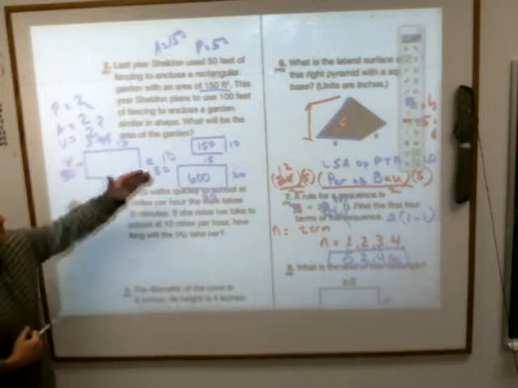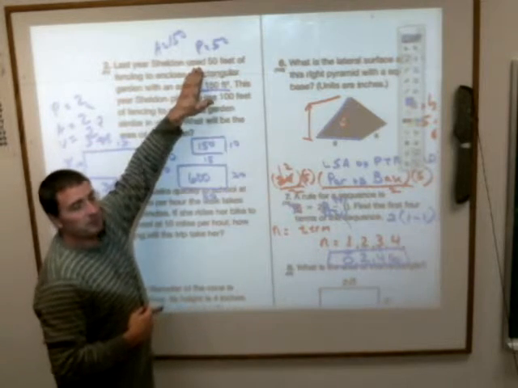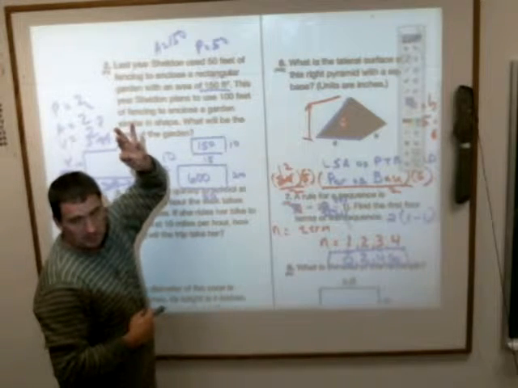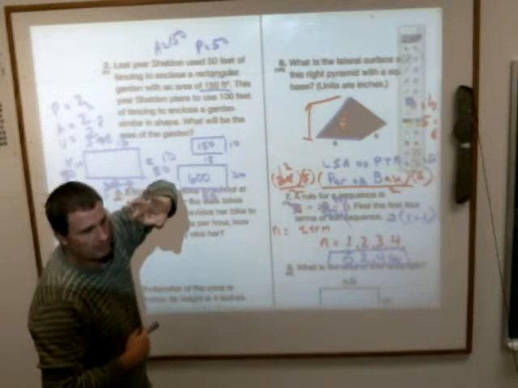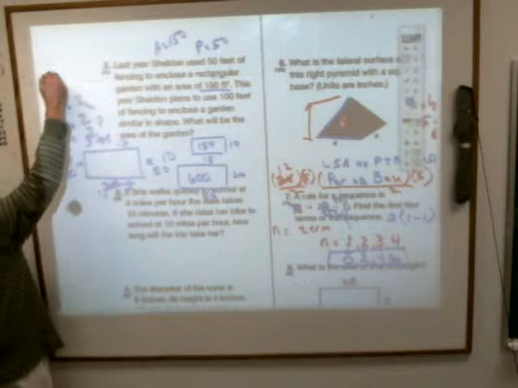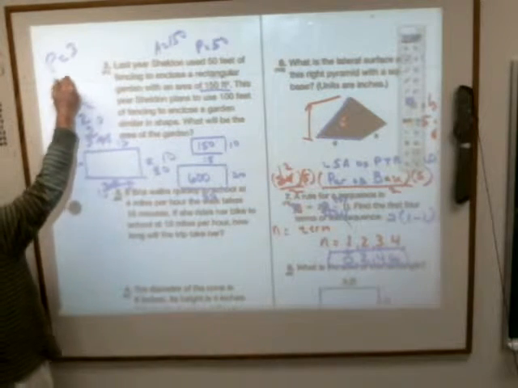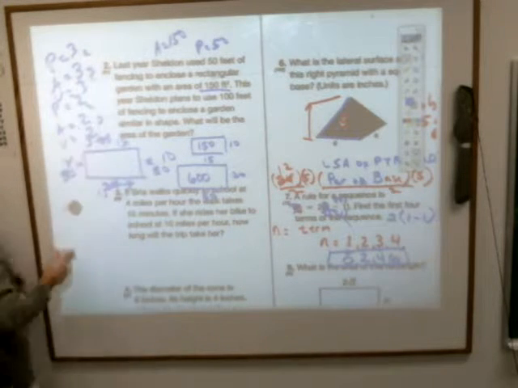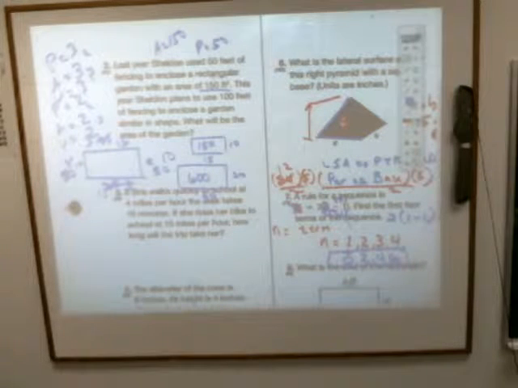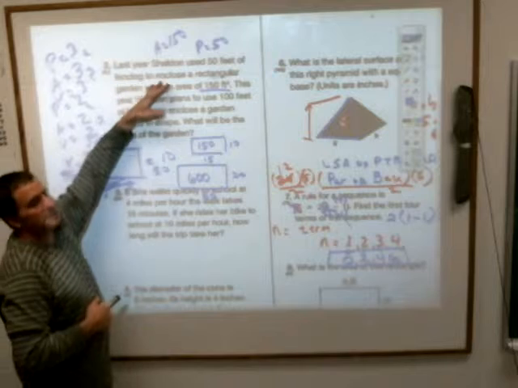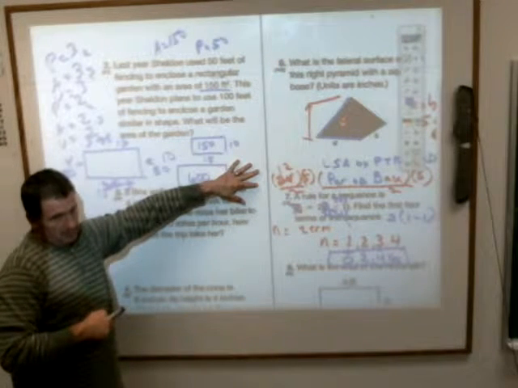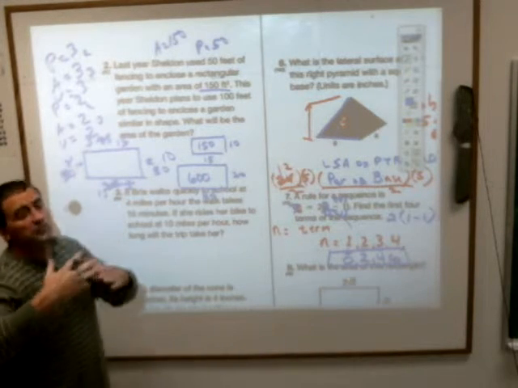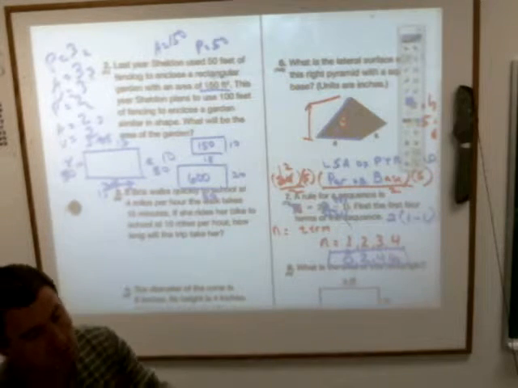So if on tomorrow's test the perimeter tripled, then its area is going to be how many times bigger? If the perimeter triples, then the area is going to be 3 squared times bigger, and the volume is going to be 3 cubed times bigger. If the perimeter was 6 times bigger, then the area is going to be 36 times bigger because it's 6 squared. You're multiplying two dimensions.